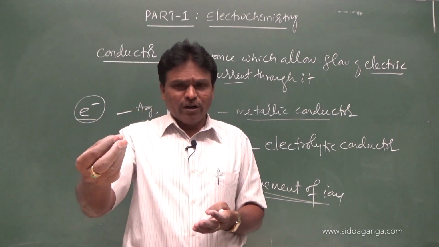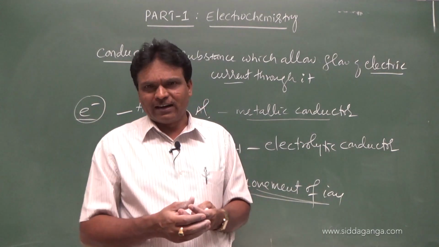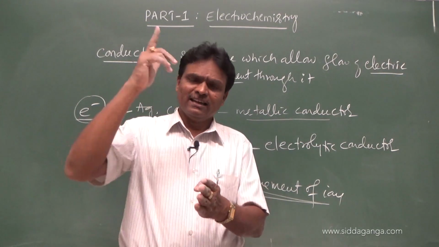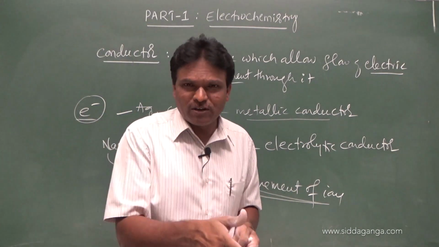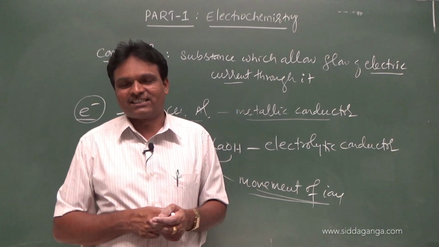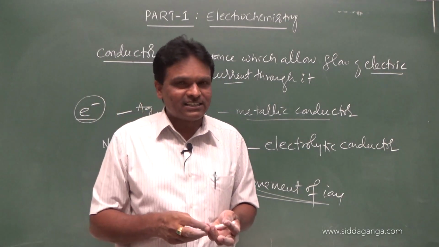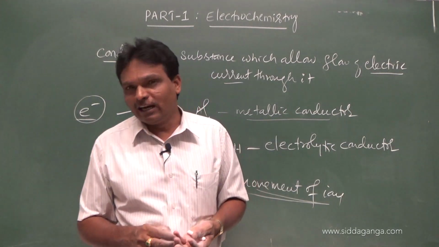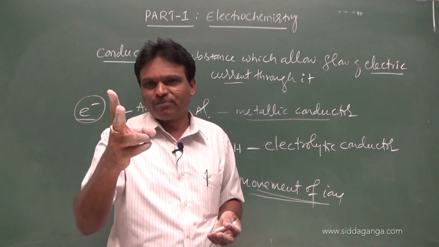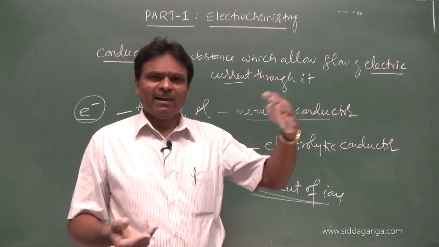Production of electricity, galvanic cells. Consumption of electricity, electrolytic cells. So electrochemical cells are of two types: electrolytic cells and galvanic cells.